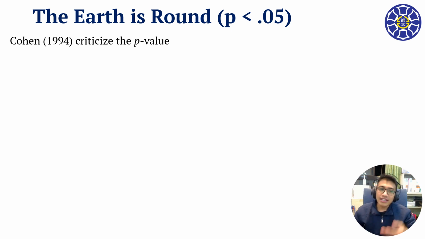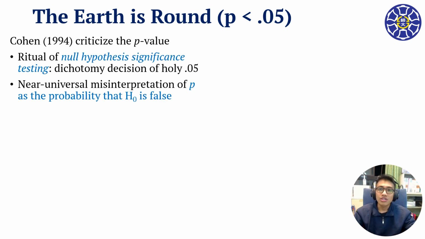It's similar to the title of my presentation. Actually, Cohen in 1994 criticized the p-value so much. So why did he criticize the p-value? Number one is that educators and researchers rely too much on the ritual of null hypothesis significance testing, which is a dichotomous decision at 0.05. We really make it sacred. And then there is the near universal misinterpretation of p as the probability that the null hypothesis is false.